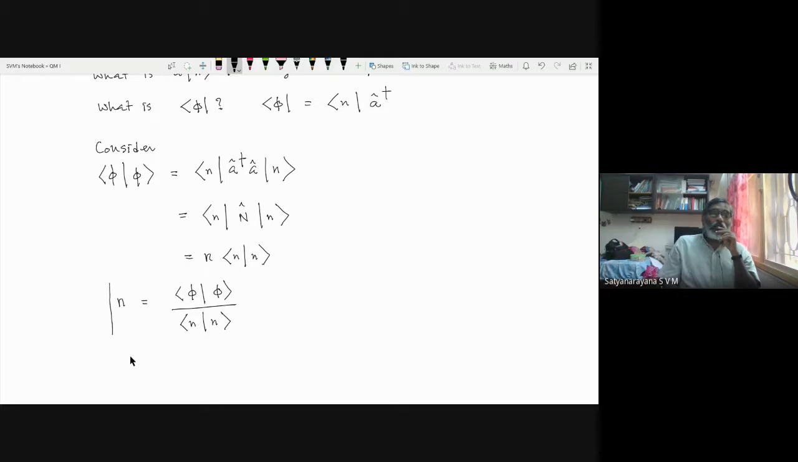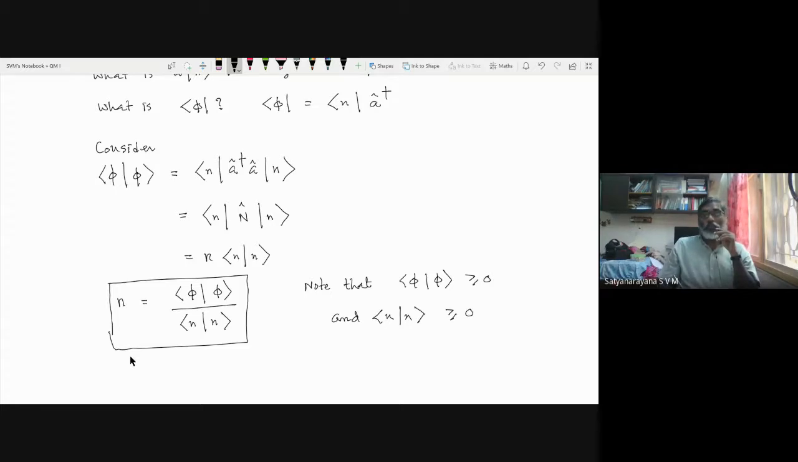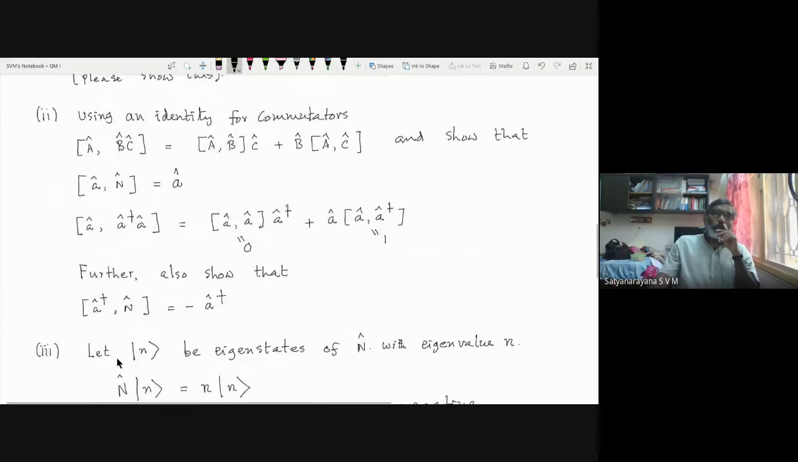Now, independent of whatever your phi is, okay, so note that phi phi has to be greater than or equal to 0, and n n also has to be greater than or equal to 0. So that implies your n has to be greater than or equal to 0. That is, n is a ratio of two positive numbers, so it has to be positive. So n is non-negative. So these are some properties of these operators.